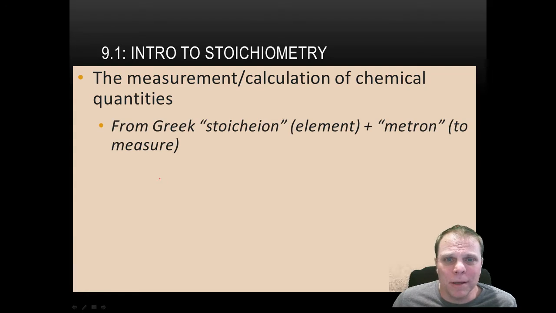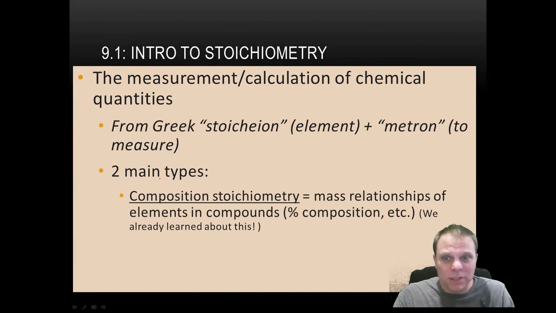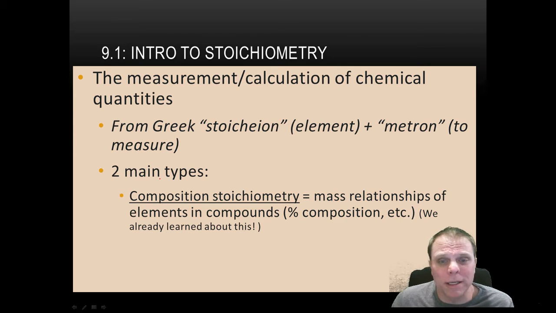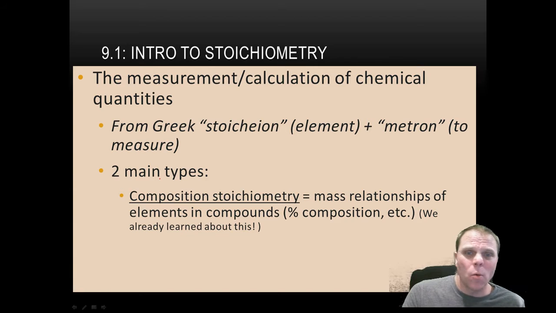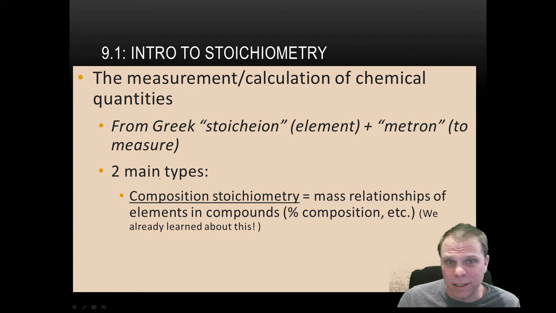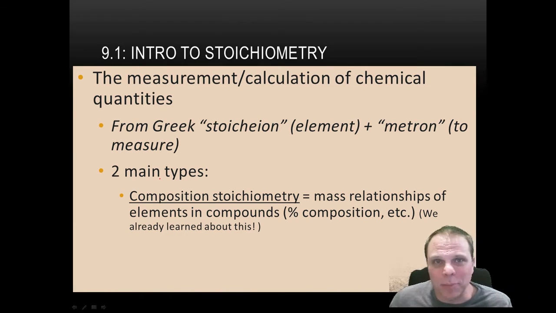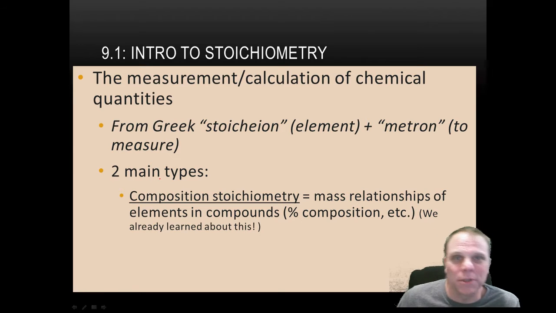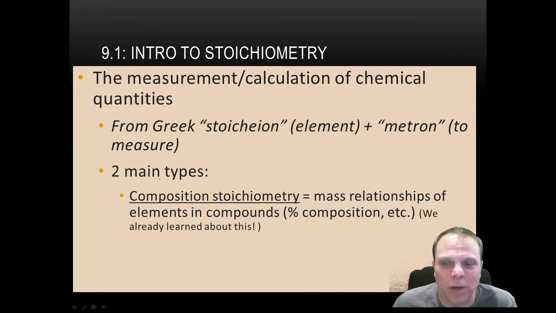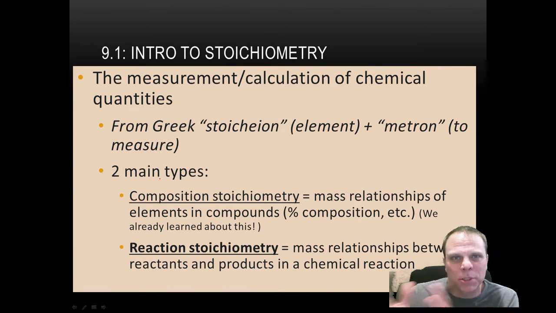So remember that stoichiometry comes from the Greek stoichion, which is the element, and metron, which is to measure. And we have two types of stoichiometry, one that you've already done. This is the composition stoichiometry, where you can talk about the mass relationships between the different parts of a compound, for instance. And so you'd say, oh, well, the compound of water, H2O, has 88% by mass of oxygen and 12% by mass of hydrogen. That's the kind of idea here. The composition stoichiometry, just dealing with the percent compositions of a particular compound.